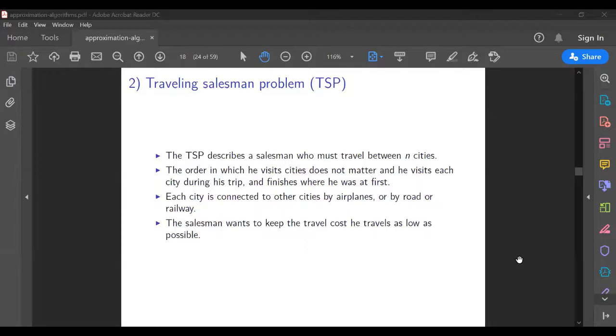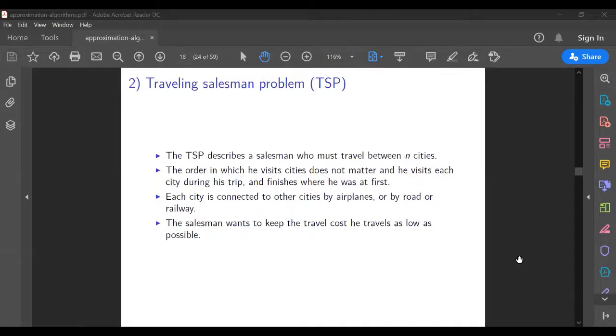It's a salesman who must travel between n cities. The order in which he visits the cities does not matter, but he has to visit each and every city during the trip and has to come back to the same place where he started. Each city is connected to other cities by some mode of transport, and the mode of transport doesn't really matter. The salesman wants to reduce the travel cost.